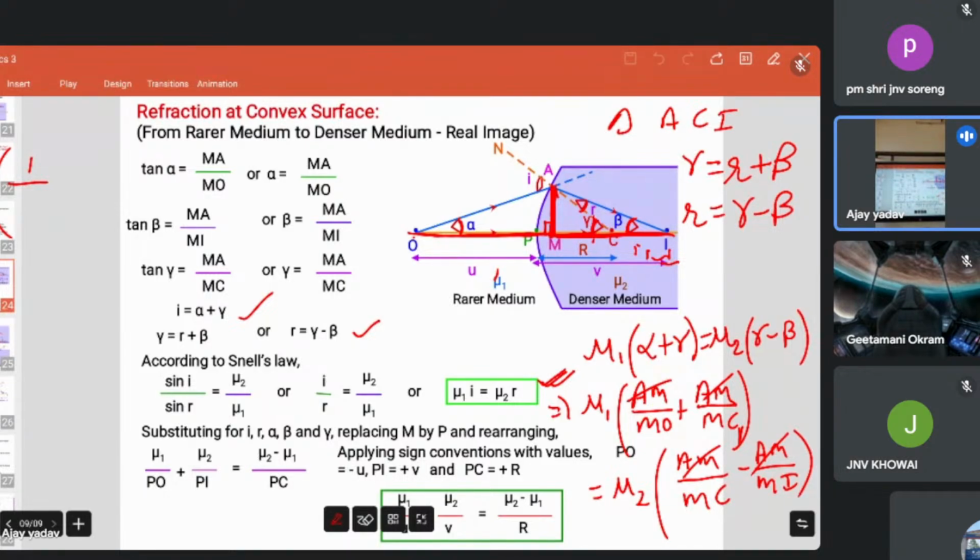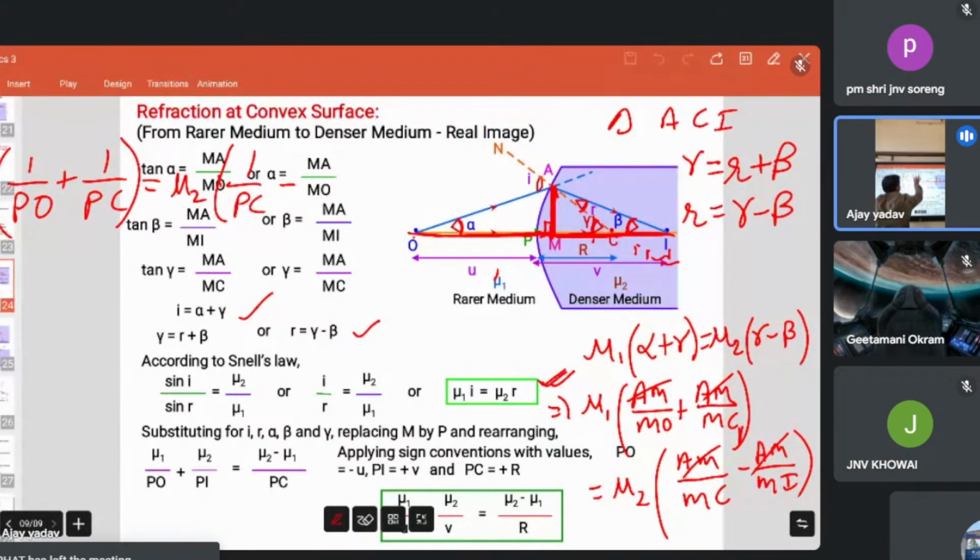Okay, and this aperture, we know, is small. If this aperture is small, then we can assume this M and P are very close to each other. If these are close, then we can write this MO as equal to PO. We can write this as PO plus 1 by MC. Again, M is close to P, so MC we can write PC. It is equal to mu2 into 1 by MC, means 1 by PC, then minus 1 by MI. MI means PI. Okay, now mu1 into 1 upon PO.